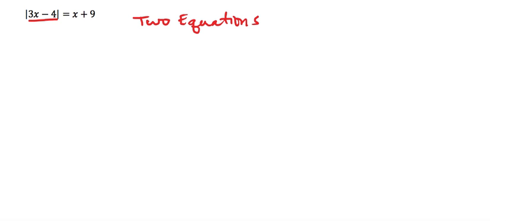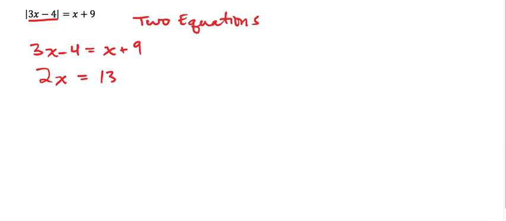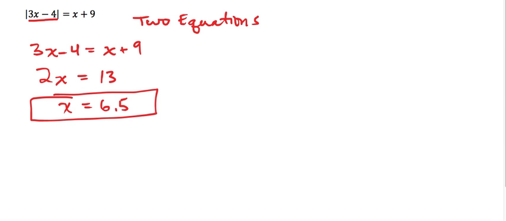Right? So the first one, not surprisingly, is just 3x minus 4 equals x plus 9. Then we're going to subtract x from both sides and add 4 to the other side. So 2x equals 13, and x is equal to 6.5. Okay, so that's one of our solutions.